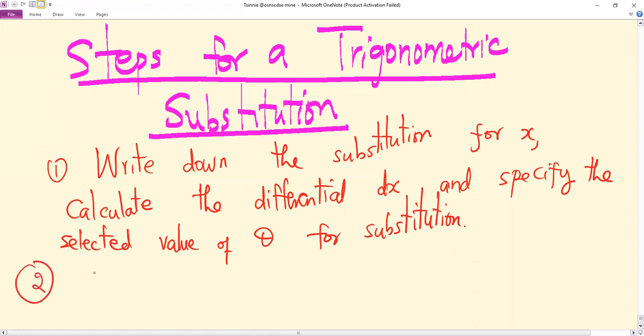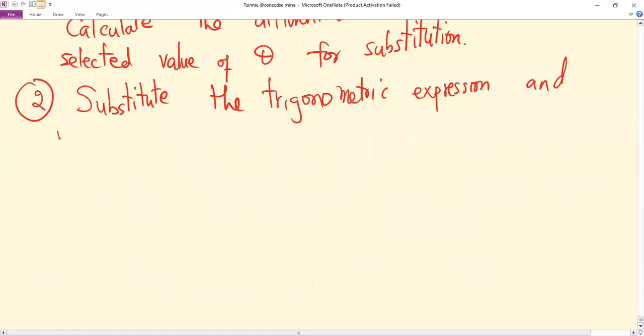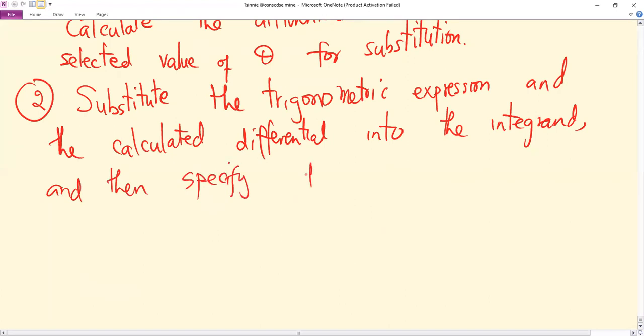Once you have done that, step 2, you substitute the trigonometric expression and the calculated differential into the integrand, and then simplify the result algebraically. So that's the second step.